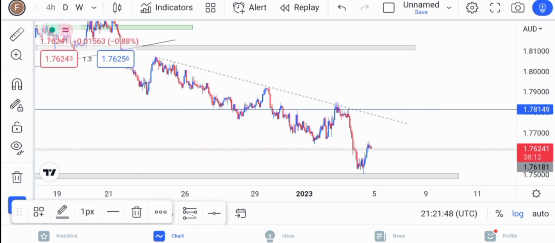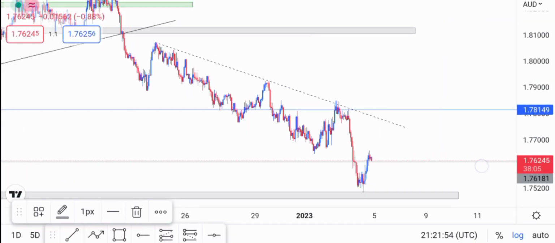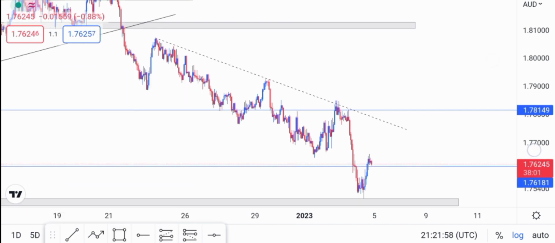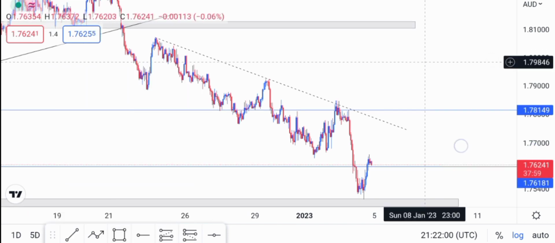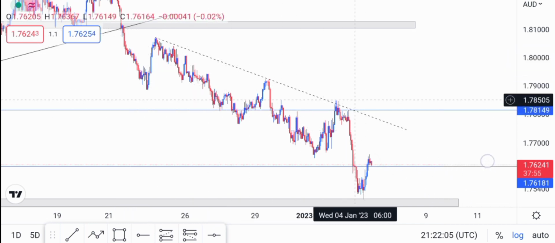Oops, this was a line, not a dash line. So let me make it blue as well, so I don't confuse those things. So let's make it blue. If you look closely, we had our first touch, second touch, and the third touch we went to the lower side.